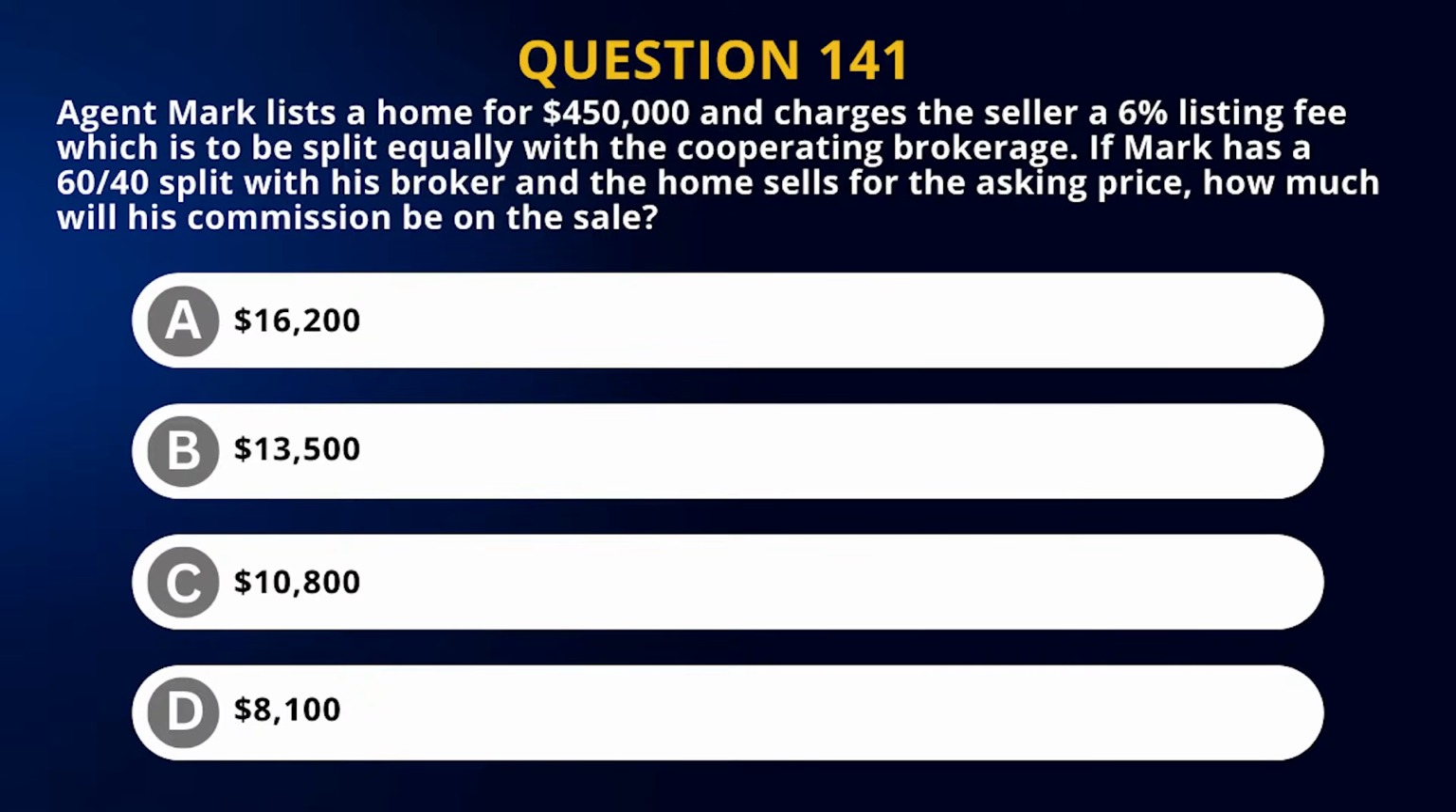Question 141. Agent Mark lists a home for $450,000 and charges the seller a 6% listing fee, which is to be split equally with the cooperating brokerage. If Mark has a 60-40 split with his broker and the home sells for the asking price, how much will his commission be on the sale? Is it letter A, $16,200, letter B, $13,500, letter C, $10,800, letter D, $8,100?